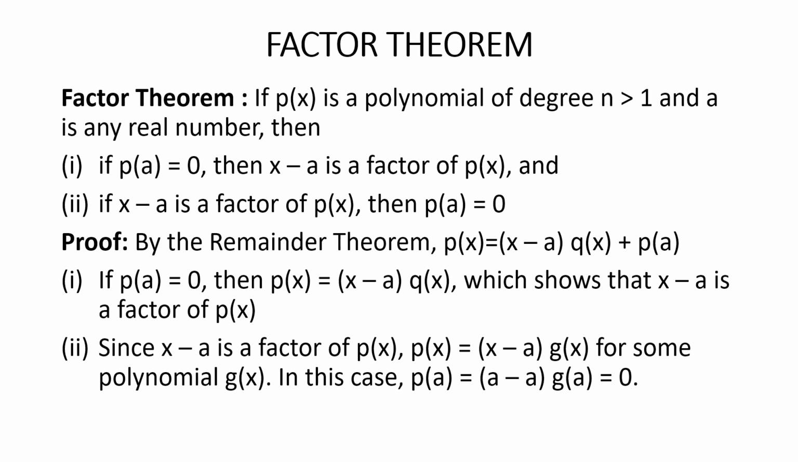Now the second thing: since it is given that x minus a is a factor of p(x), p(x) is equal to (x minus a) into some g(x). Now in this case, p(a) will be equal to (a minus a) into g(a), which is equal to 0. So we have also got the second part. If x minus a is a factor, then p(a) will be equal to 0. We'll see some examples based on this.